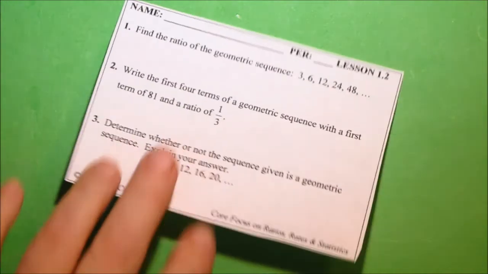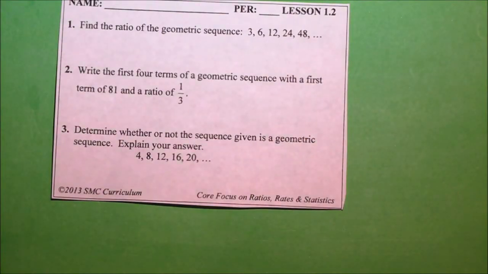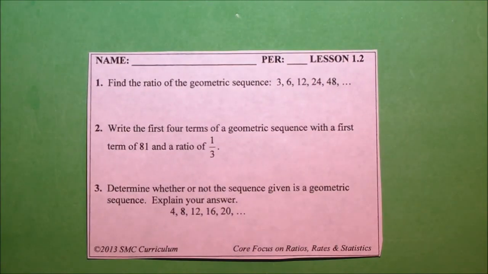That leads us to our exit ticket. Exit ticket for lesson 1.2. As always, I don't give you the answers to these, and I don't show you how to do them. They're for extra practice. Okay, so that's lesson 1.2 out of the Rates, Ratios, and Statistics book. Remember, the only way to learn math is to do math, and mistakes are proof that you're learning.